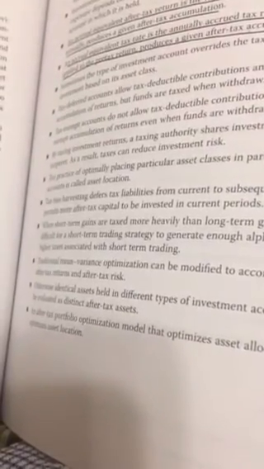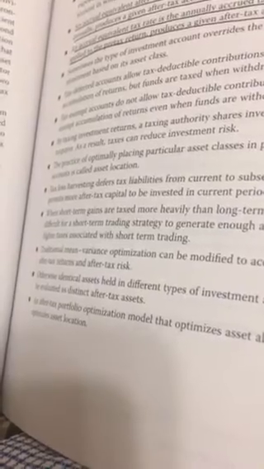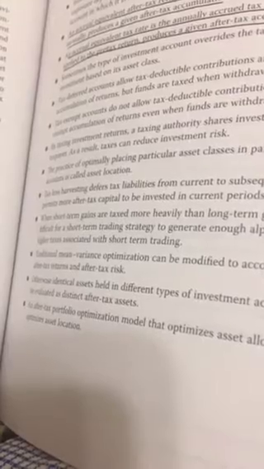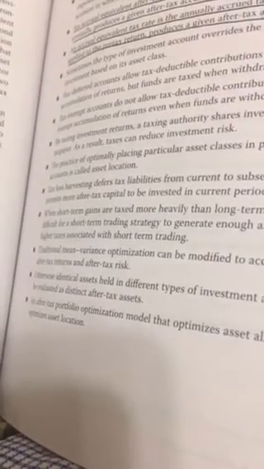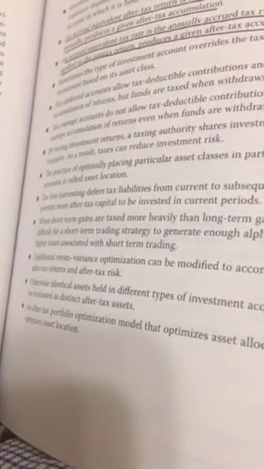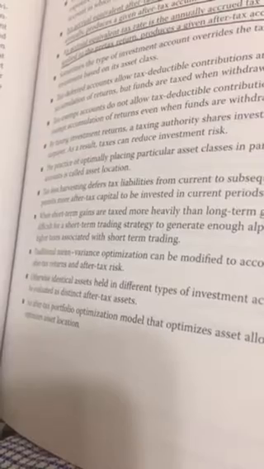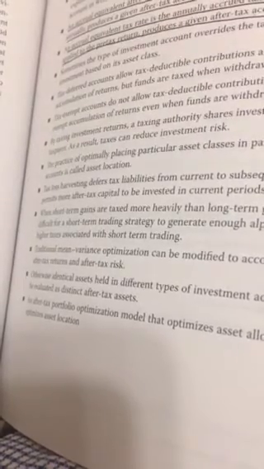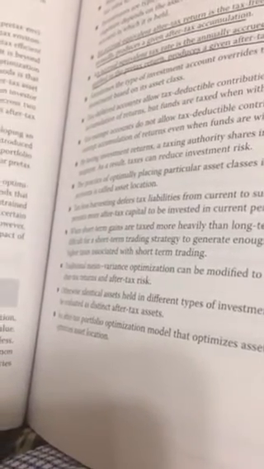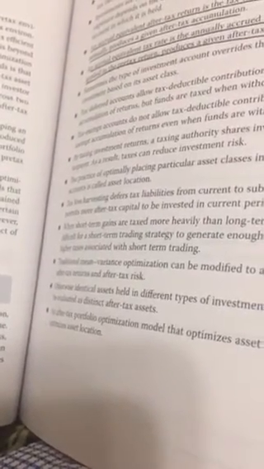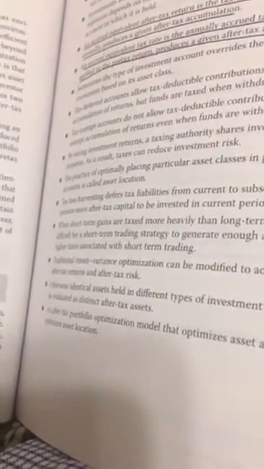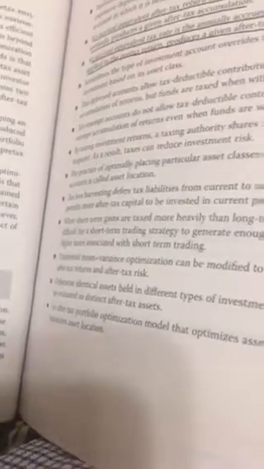When short-term gains are taxed more heavily than long-term gains, it can be difficult for a short-term trading strategy to generate enough alpha to offset the higher cost and higher taxes associated with short-term trading. Traditional mean variance optimization can be modified to accommodate after-tax returns and after-tax risk. Otherwise identical assets held in different types of investment accounts should be evaluated as distinct after-tax assets. An after-tax portfolio optimization model that optimizes asset allocation also optimizes asset location.